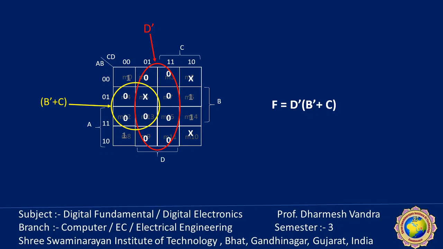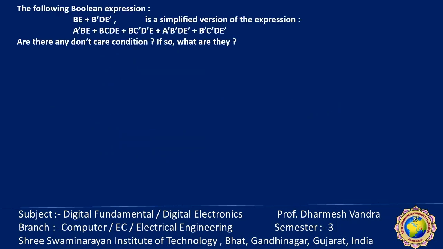So I hope, is it making sense from these two examples? How we can consider don't care condition to simplify it in the sum of product result as well as for product of sum result. Now let's take one another example.